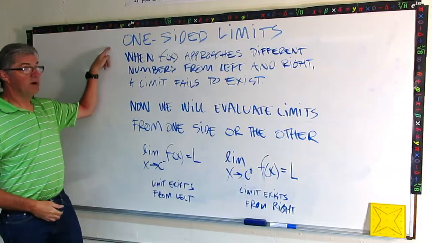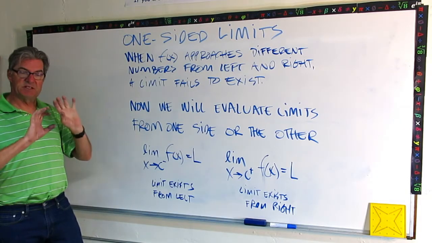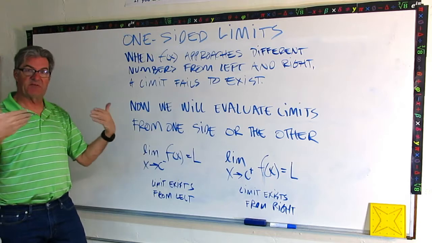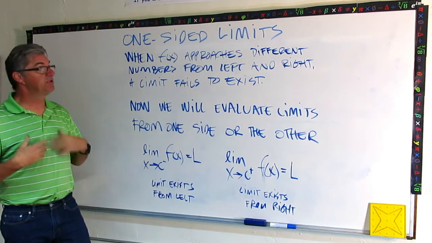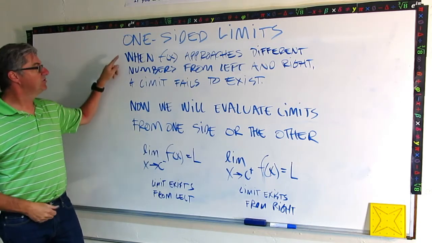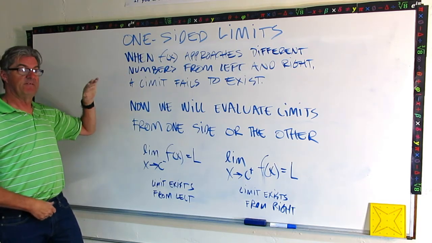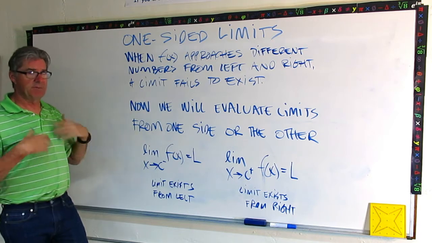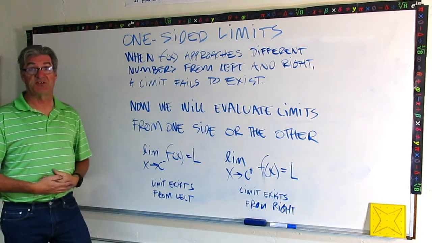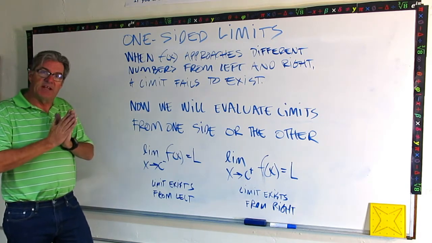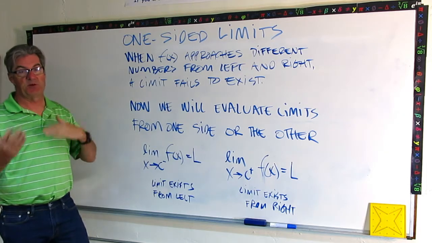Today's topic: one-sided limits. We're going to tease out limits that don't exist from both sides, and look at them from one side. You'll remember in earlier lessons, when f of x approaches different numbers from the left and right, from the negative and from the positive, we said the limit fails to exist. Now we're going to look at limits approaching from one side and from the other side.